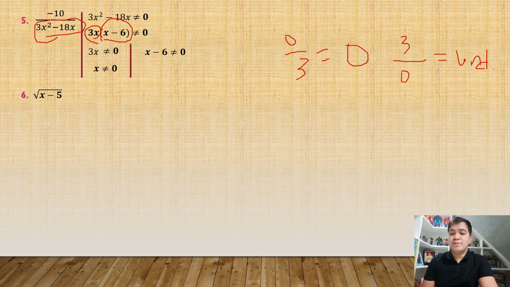Okay, going back to this one. So, itong negative 6, ililipat sa kabila. So, magiging positive 6. So, therefore, x is not equal to positive 6. Okay? Okay, burahin natin to.